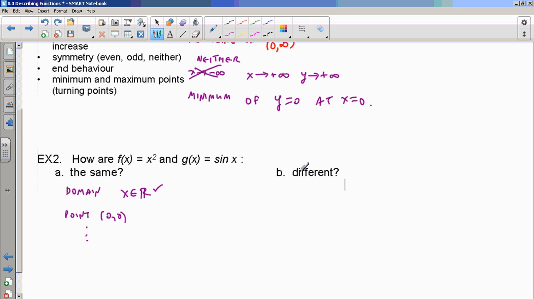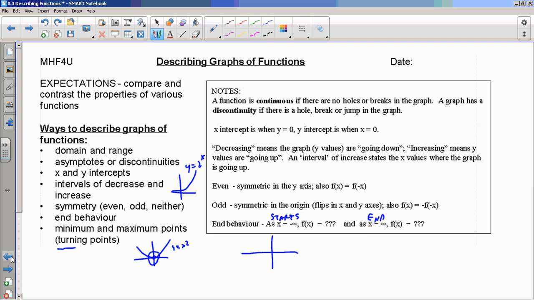How are they different? Well, one is a parabola and one is a trig function. You could come up with that if you wanted to. If we just go with respect to our big list of stuff, we could talk about spots where they're not increasing or decreasing. But the main thing I want to mention is x squared is even. And g, sine x, is odd, right? If I look at the graph of sine x, where is it?